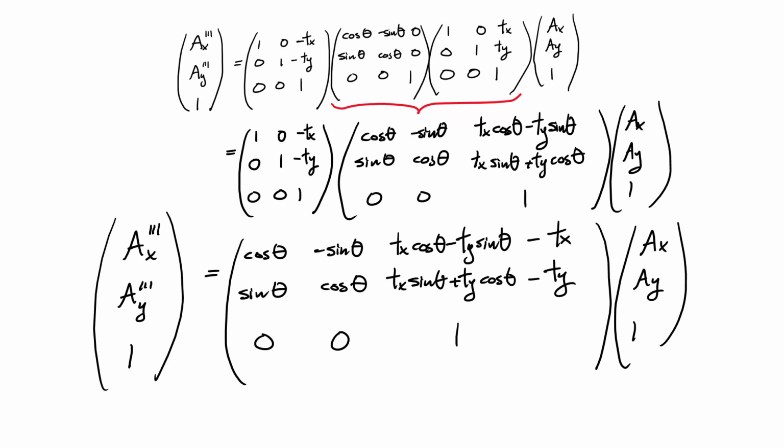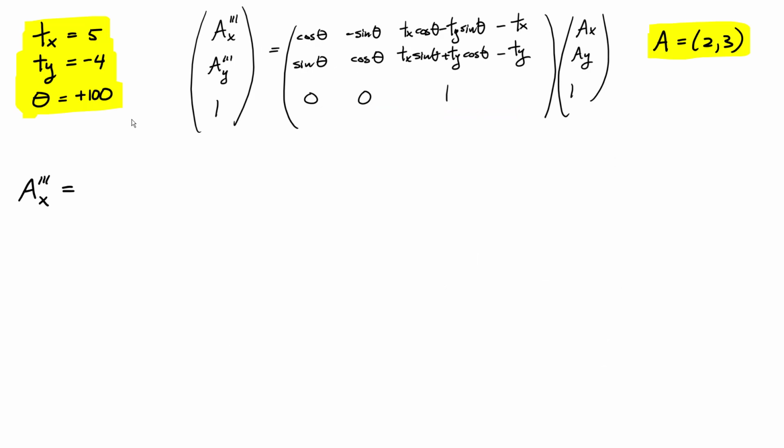Okay, so let's go ahead and just apply this last matrix here and calculate, again, our triple primed, our transformed coordinates for point A. All right, so let's just apply it to the case we just looked at in the different steps, but just in this combined form, the shorthand. So again, the point A has coordinates 2 and 3, so that would simply substitute here. And the transformation was 5 and minus 4, and the angle was 100 degrees.